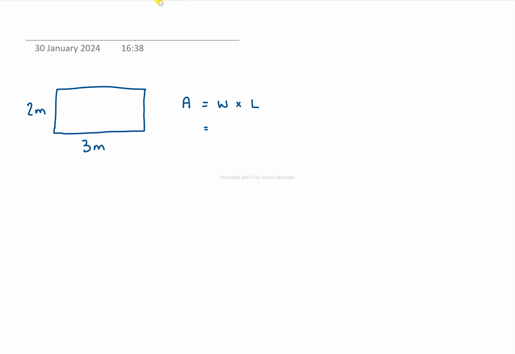And what I'm saying this time, I'm going to call this L and I'm going to call this W. To be honest with you, it doesn't matter which way around. Right, so I'm going to do 2 times 3 and the answer is 6. And area is measured in squares.